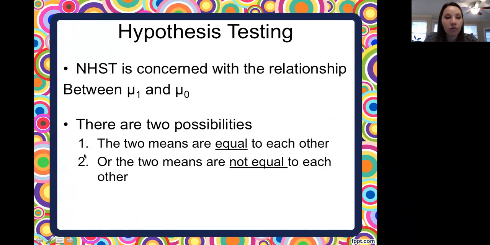All right. So the NHST, Null Hypothesis Significance Testing Method, is concerned with the relationship between our known and our unknown parameters, basically. So there are two possibilities. The two means can be equal, or they can be unequal or not equal. The Null Hypothesis argues that the two means are equal. So that's what this one argues. The Alternative Hypothesis, which I'll talk about on the next slide, I think, argues that the two means are not equal. So that's what's happening there.